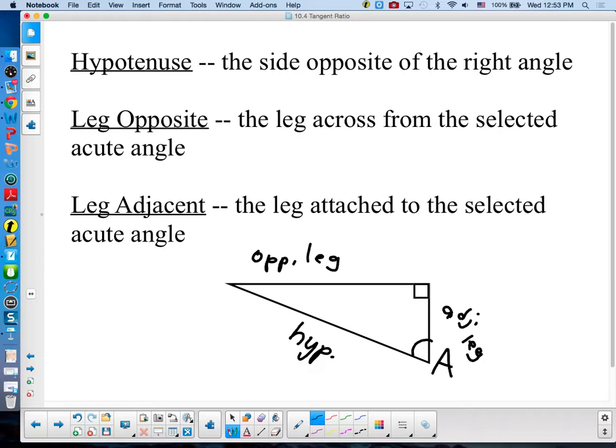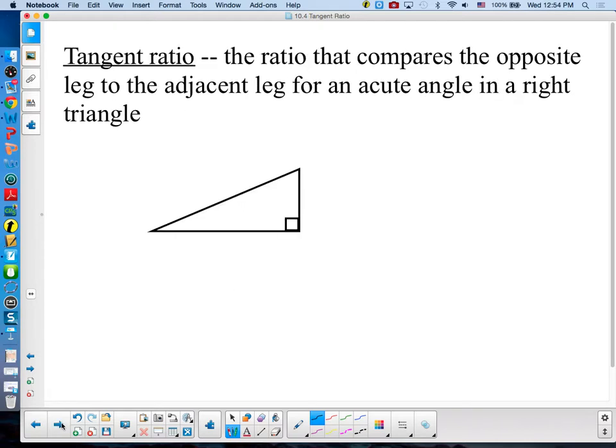Finish with the notes. Ready? Okay. All right, so the tangent ratio that we're doing today is the ratio that compares the opposite leg to the adjacent leg for an acute angle in a right triangle. The ratio that compares the opposite leg to the adjacent leg for an acute angle.